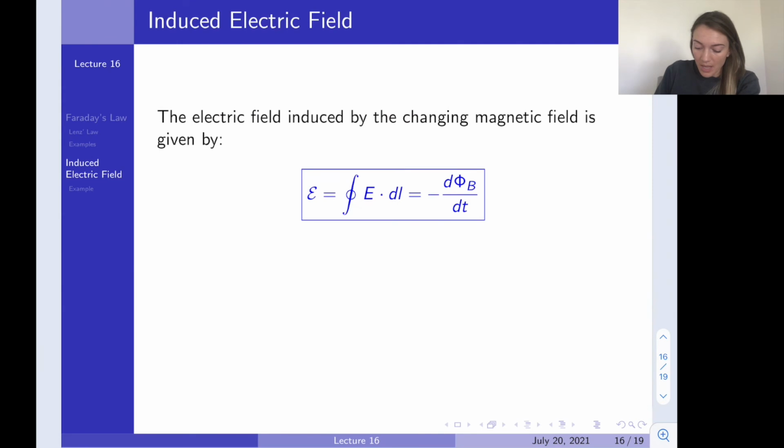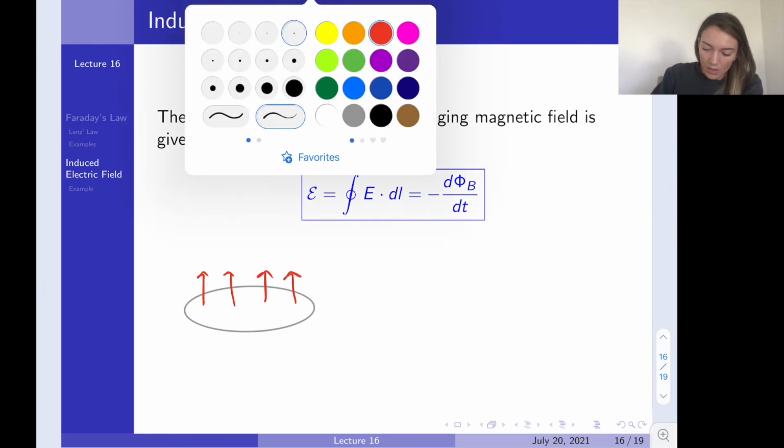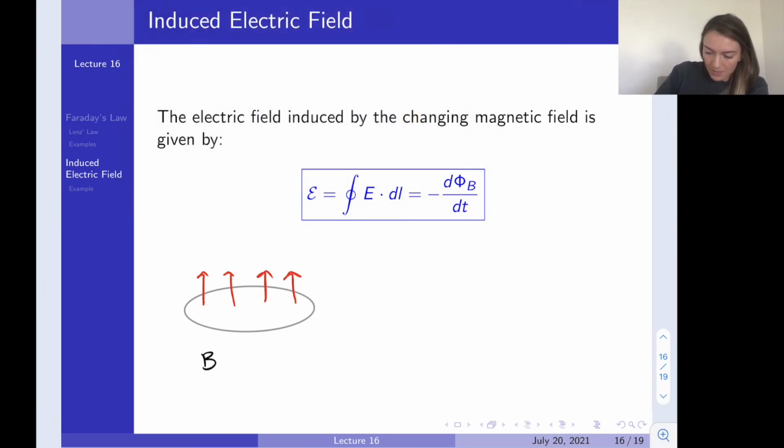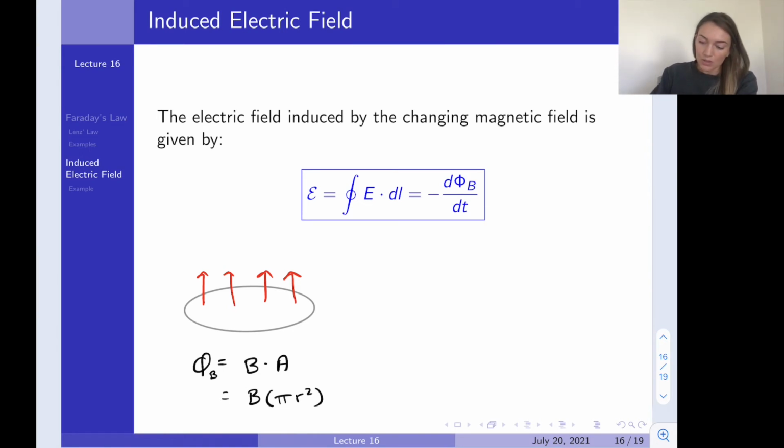So again, let's say we have a current loop, and we have an increasing magnetic field in it. So the magnetic flux will be given by B dotted into A. So we'll have B times pi r squared, whatever the radius of that loop is. So that is our flux over here.